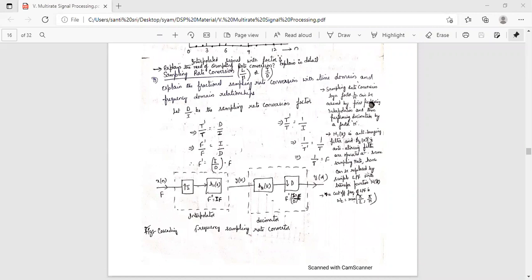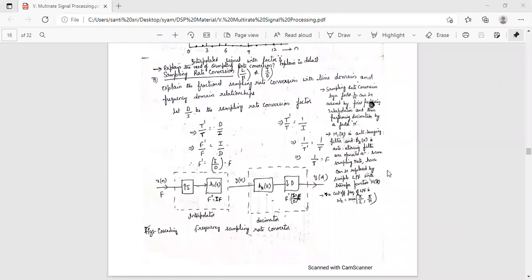H1 of K, the anti-imaging filter, and H2 of K, the anti-aliasing filter, operate at the same sampling rate. Hence they can be replaced by a simple low-pass filter with the transfer function h of k. The cutoff frequency of the low-pass filter is omega c, equal to the minimum of pi by L and pi by M. So that is the procedure of sampling rate conversion.